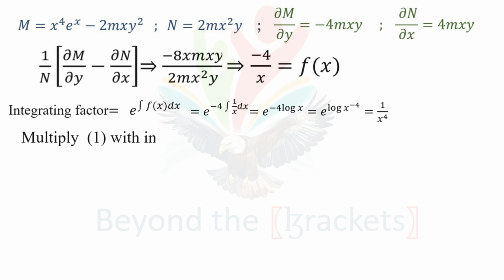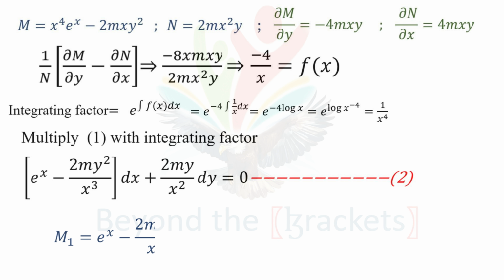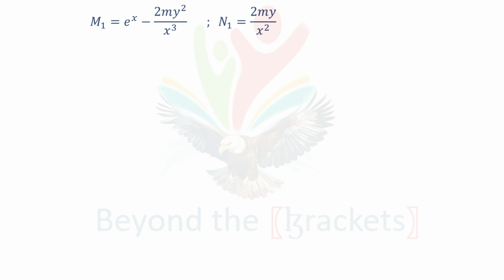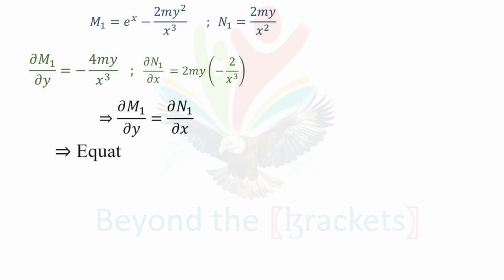Multiplying equation 1 with this integrating factor, we call this equation as equation 2, wherein the coefficient of dx is m1 and the coefficient of dy is n1. Further, to verify the exactness, differentiating m1 partially with respect to y, differentiation of e power x will be 0. 2 minus 2m by x cube will be constant, differentiation of y square will be 2y. Differentiating n1 partially with respect to x, 2my will be constant, differentiation of 1 by x square will be minus 2 by x cube. Both the values are equal, so equation 2 is exact.